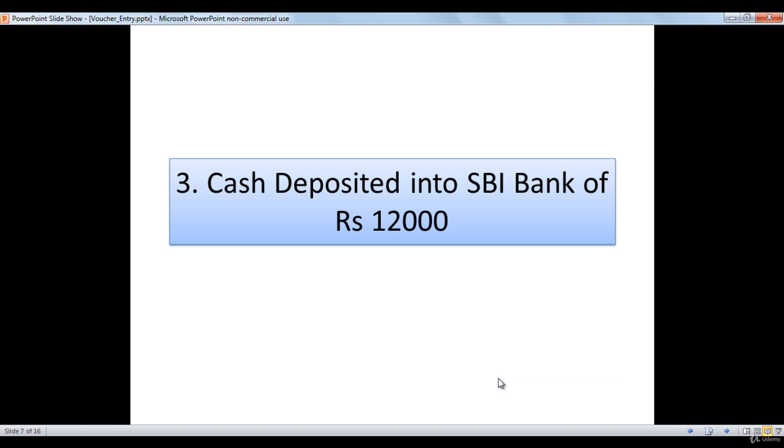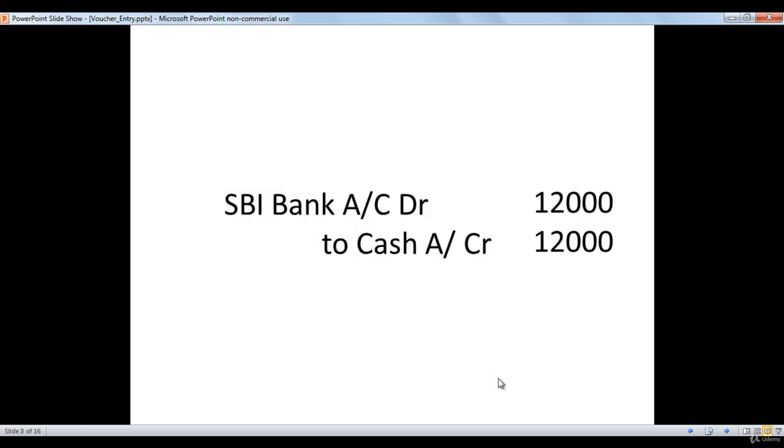So first ledger is cash account and the second ledger is SBI Bank. Now another golden rule which says debit the receiver and credit the giver. Here SBI Bank is the receiver and cash account is the giver. So the entry is going to be SBI Bank account debit to cash account credit.